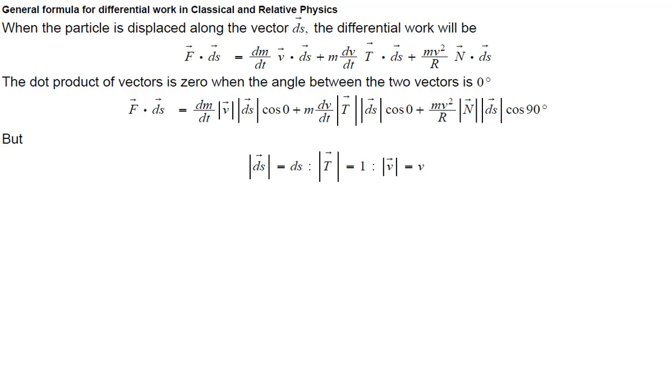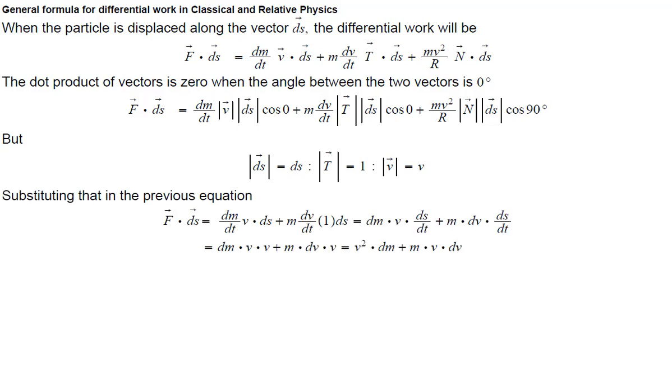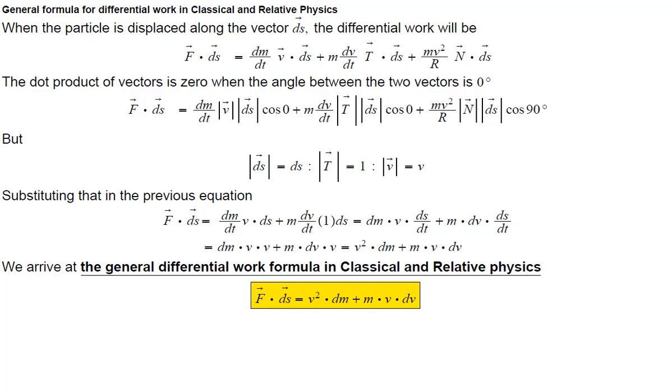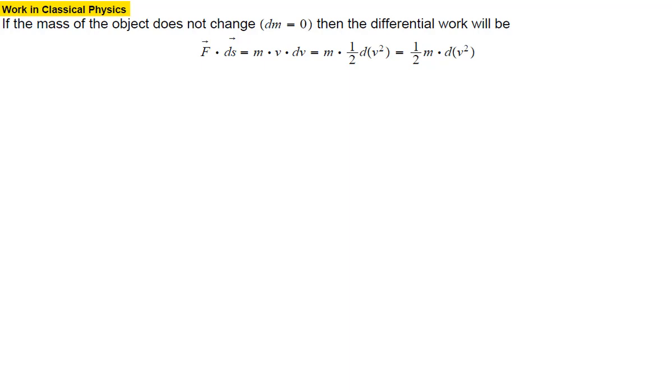But substituting that in the previous equation, we arrive at the general differential work formula in classical and relativistic physics. Work in classical physics. If the mass of the object does not change, dm equals 0, then the differential work will be.